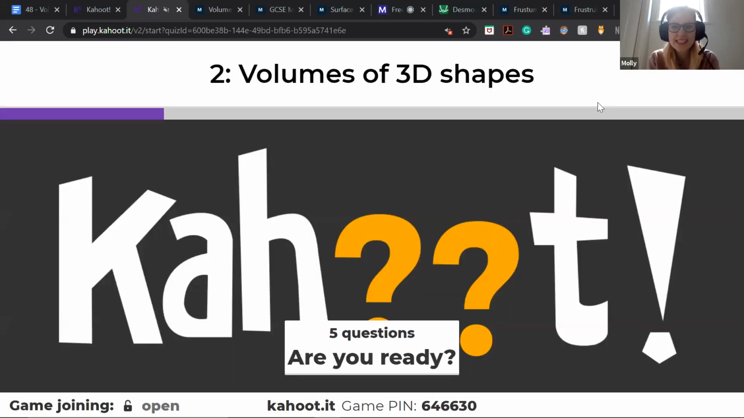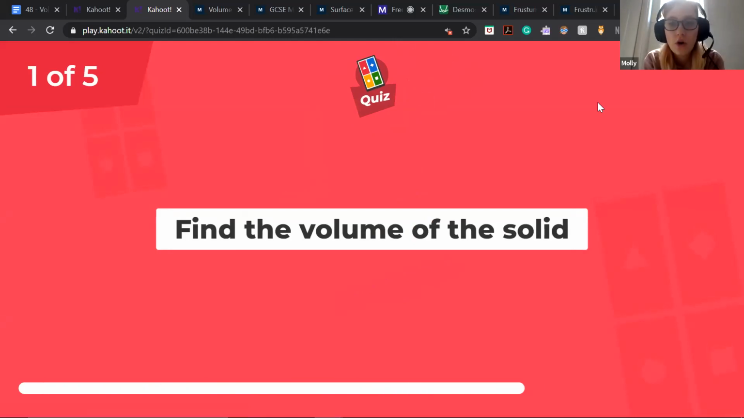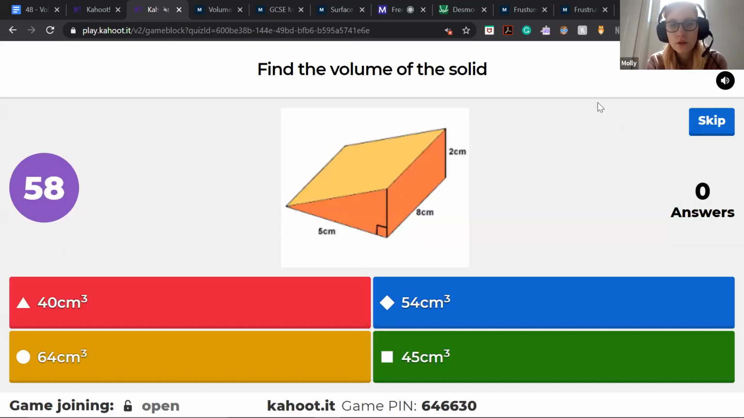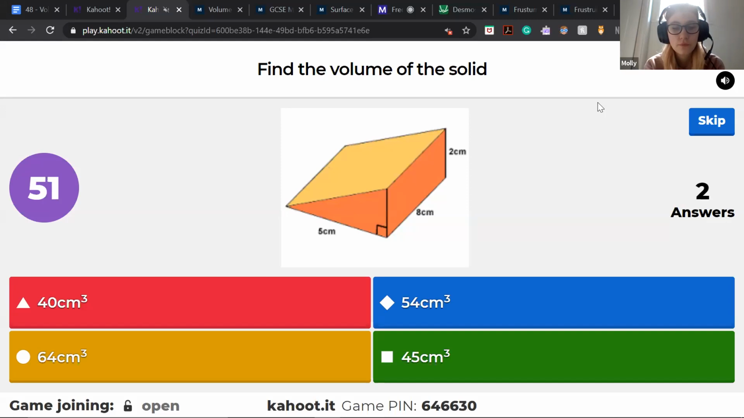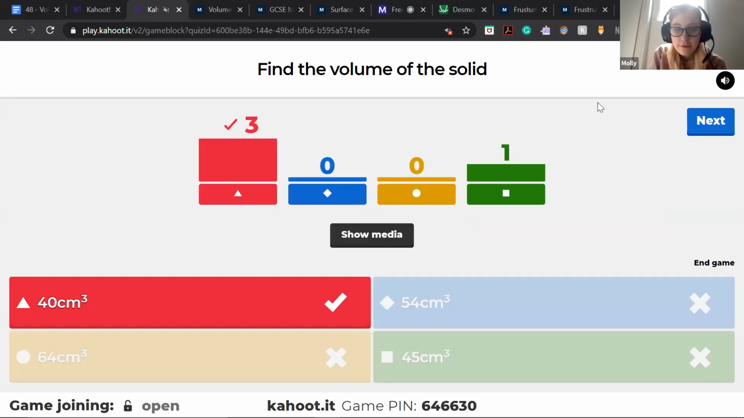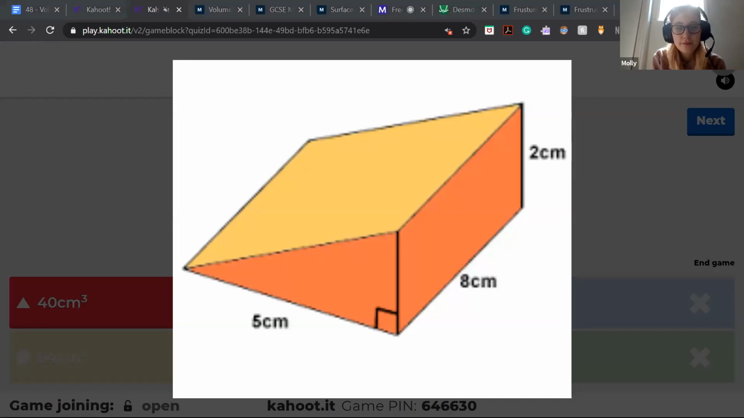So 5 questions again, as I said, slightly trickier, hopefully around the same level, we'll see. So the first one, it's a volume of this shape. So we've got a triangular prism. So think about how we did it before and give it a go. Perfect, well done. So let's take this one and see how we did it.